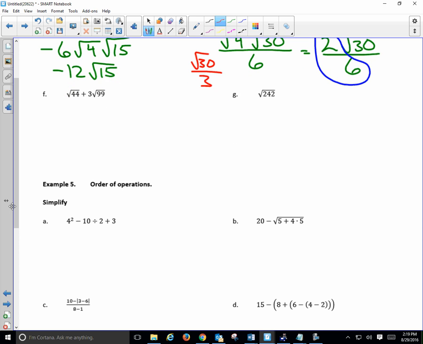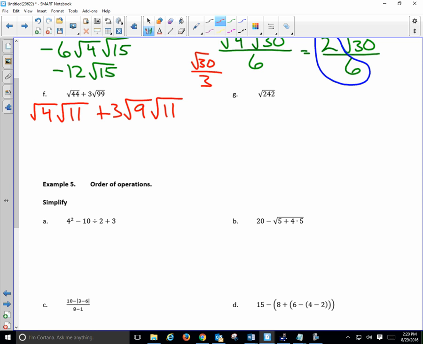Square root of 44 plus 3 roots of 99. Can I add them right now the way they are? I first must simplify. What perfect square divides evenly into 44? 4 times 11. Very good. Plus 3 times. What perfect square divides evenly into 99? 9 and 11. Good.